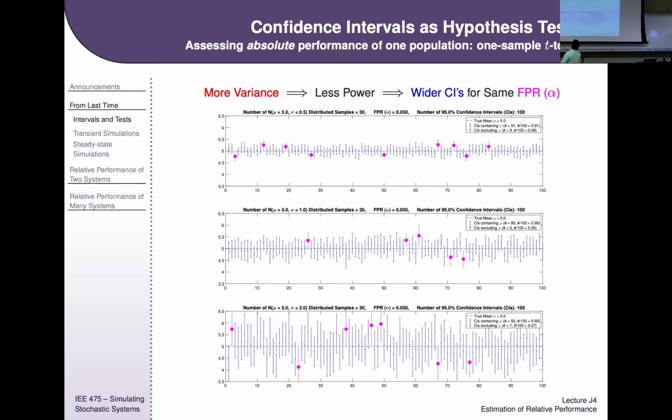So if I need a tighter estimate than this, and I need it to be 95% confidence, then that means I'm going to have to pay for more replications.